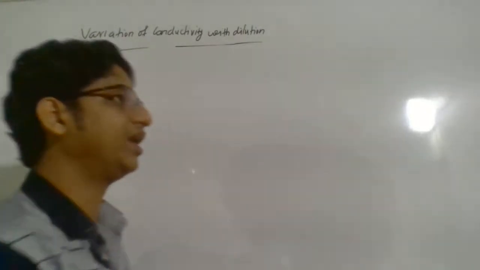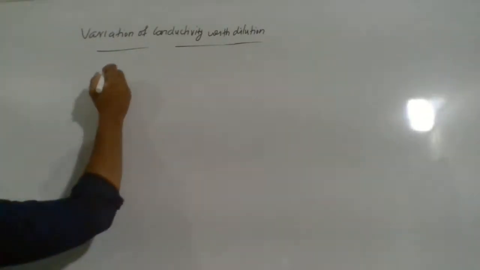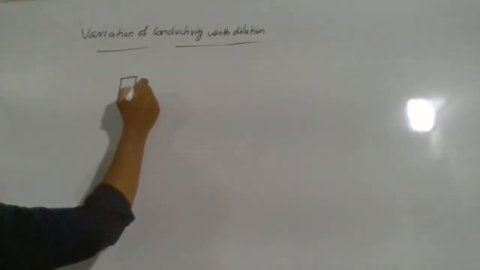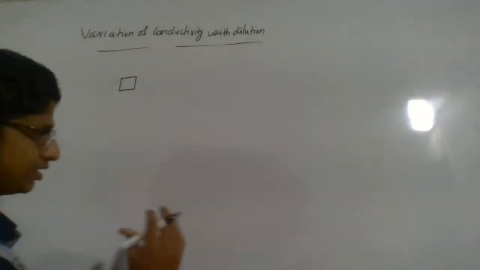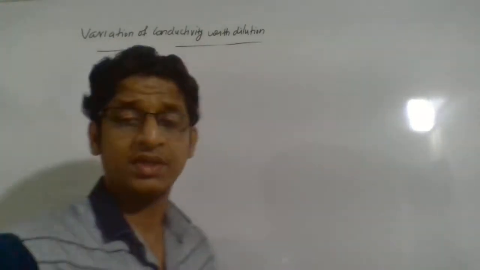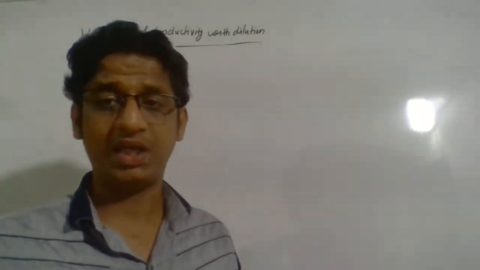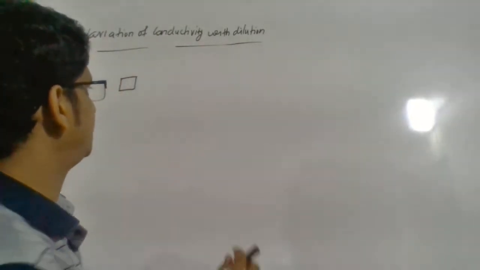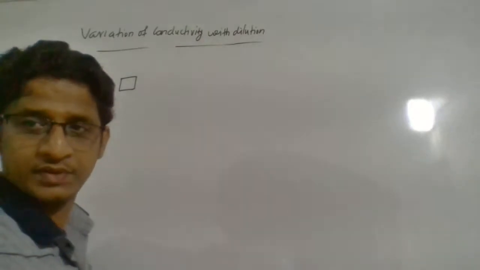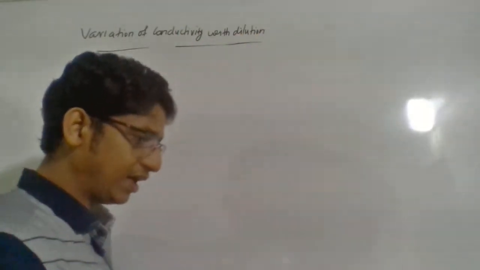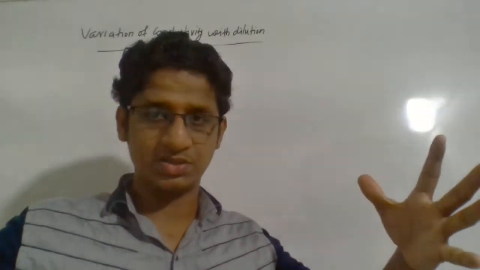Why is it so? That we already discussed. Because we define conductivity for a unit volume. We talk about 1 centimeter length between the electrodes and 1 centimeter square area of cross section. So the conductivity is defined in a very small volume. So what will happen if you dilute it? If you dilute, the volume will increase.